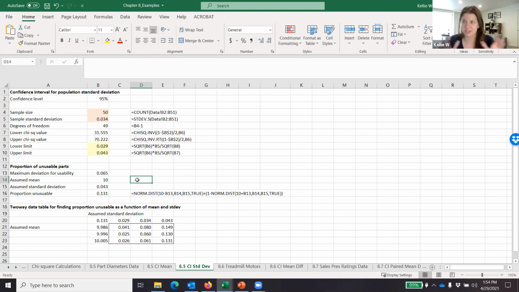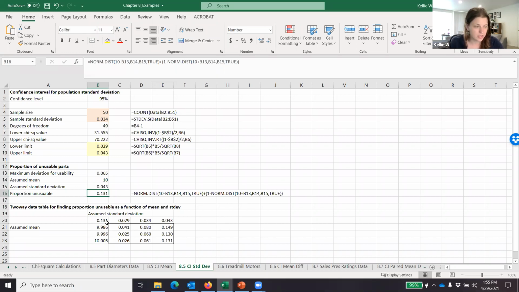So remember last week we looked at how a difference in the standard deviation can really affect the outcome of our analysis. What were we looking at? I think it was a paper manufacturing example, the reams of paper. And if your standard deviation creeps up, more of your parts are going to fail because it's a bigger spread. So if they were to go on and try to calculate, there's a set deviation that's allowed of 0.065 millimeters. So if it goes too far above 10 or too far below 10, then they can't use that, it's unacceptable. So 10 was the mean diameter that we assumed. And if we assume that the standard deviation is the higher end of our upper limit, then 13% of our parts are unusable.